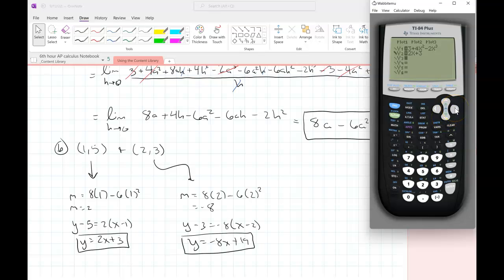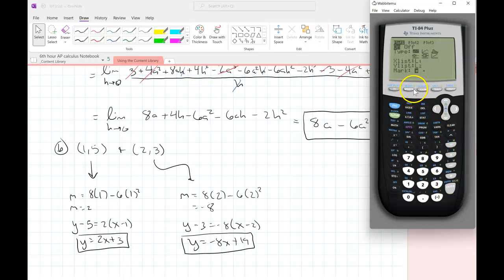Do that, make this one a thick line, and then negative 8x plus 19. And we'll make this one the dashed line. And I guess as long as we're doing this and being all fancy, let's plot these points (1, 5) and (2, 3) so we can see exactly where these tangents are supposed to be going through. How's that sound to everybody?